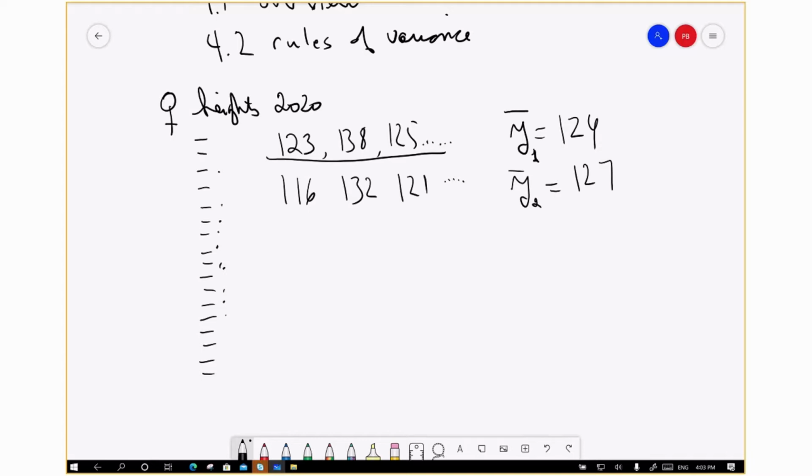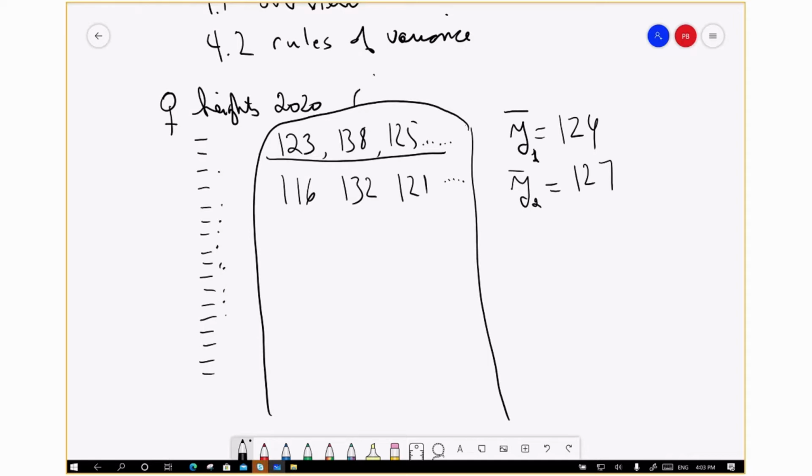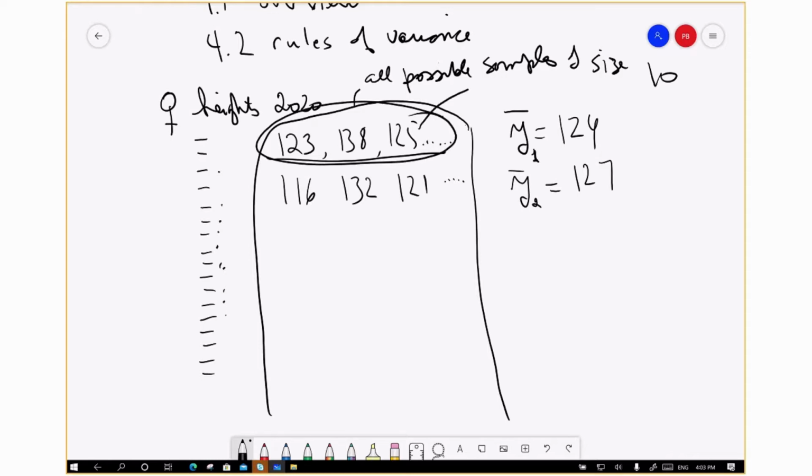Now let's go back and think about this concept of an experiment and a sample space. We can consider our sample space as being all possible samples of size 10. And then we're going to come on to this really important concept of a random variable. What's a random variable? Well, a random variable is a function that maps or translates the outcome of an experiment into a number. So here the random variable is the average height.